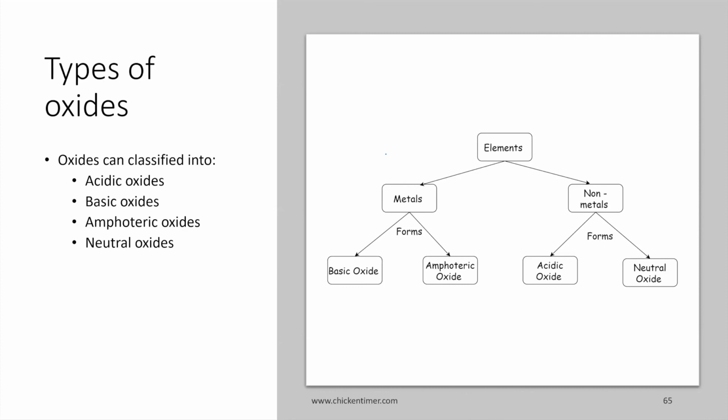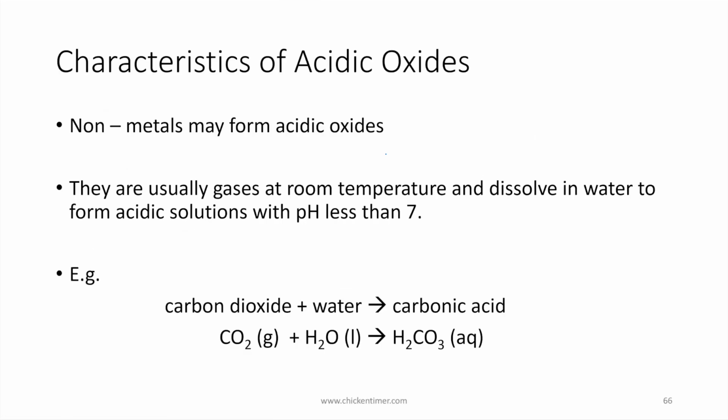So according to the chart, you will see first elements are classified into metal and non-metal. So the metals will form basic oxides and amphoteric oxides. Then the non-metals will form acidic oxide and neutral oxides. This one is quite important to know. So then you have to go on and know the different characteristics of different oxides.